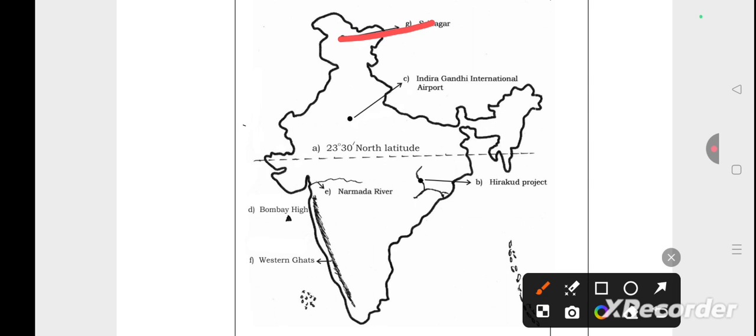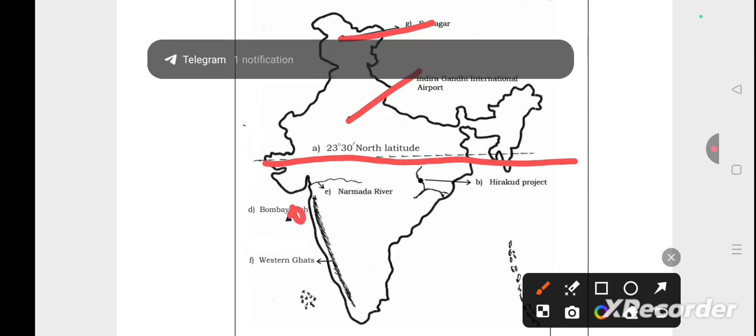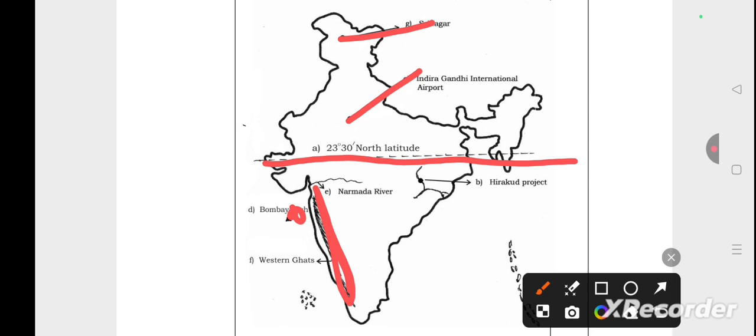See, here is Srinagar. This is the Indira Gandhi International Airport. The line is 23.5 north latitude. Here is Bombay High. This is the structure they showed here. This is the Western Ghats, and here is the Hirakud project. Then here is the Narmada River. Okay, these are the important points they asked to mark in the outline map. So I have shown them to you on our map.